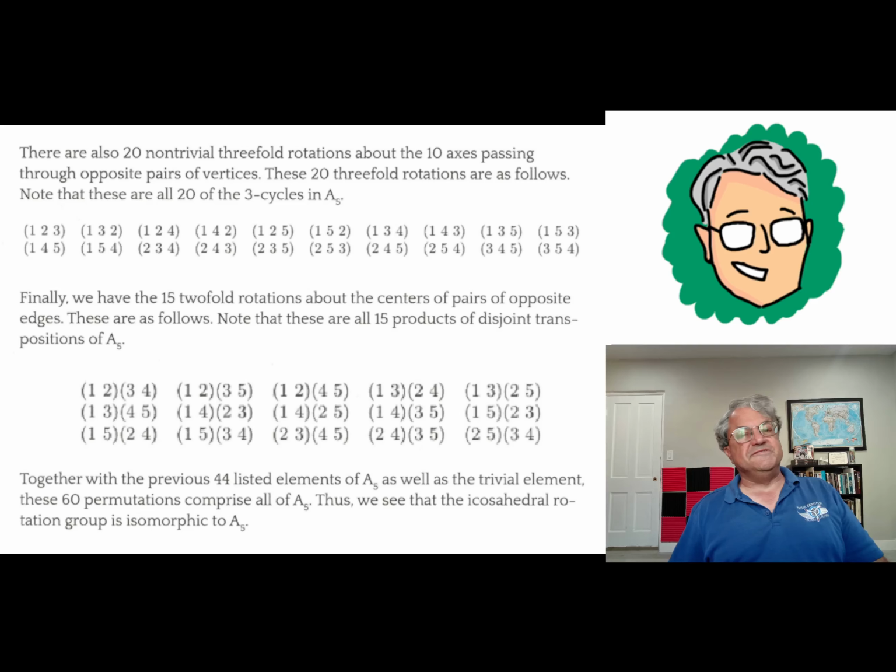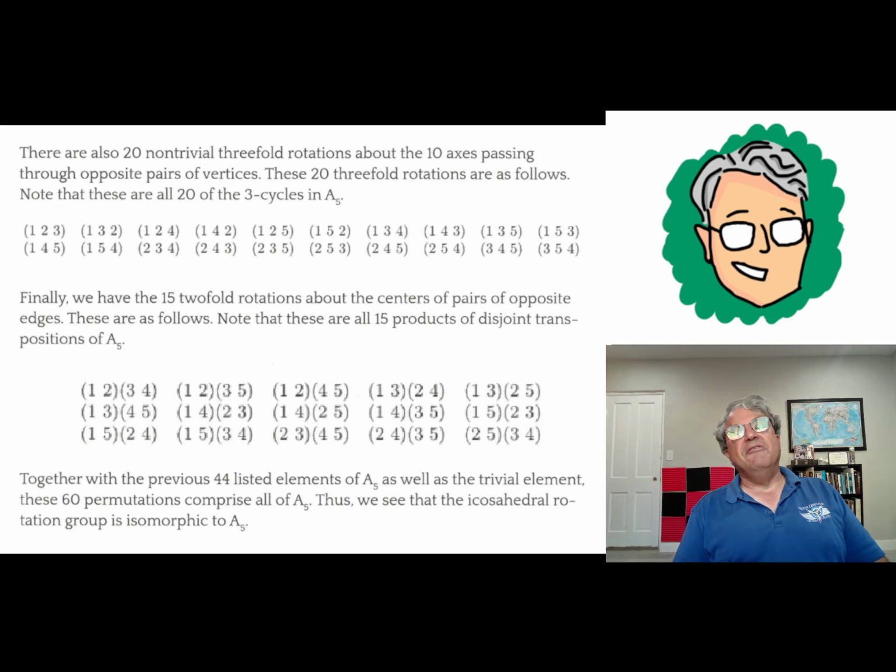There's 20 faces of an icosahedron, but the axes were rotating about pairs of opposite faces, and there's only 10 of those. There's 10 axes passing through the centers of pairs of opposite faces. And remember, I just said that there were 2 possible non-trivial threefold rotations for each of those 10 axes. That gives you a total of 20. So there are 20 here.